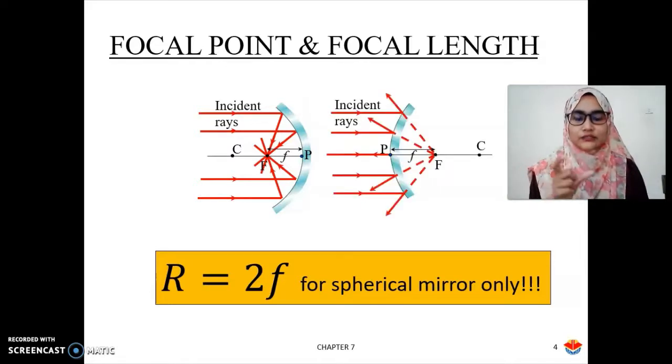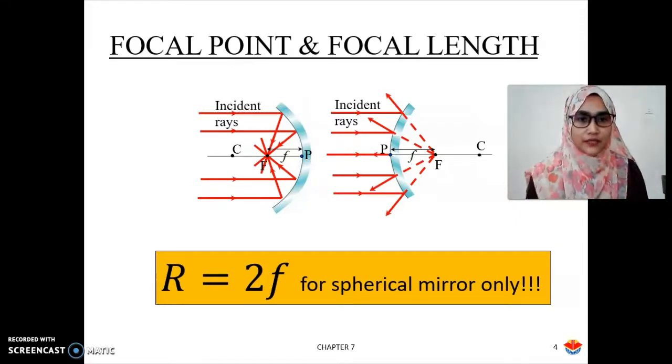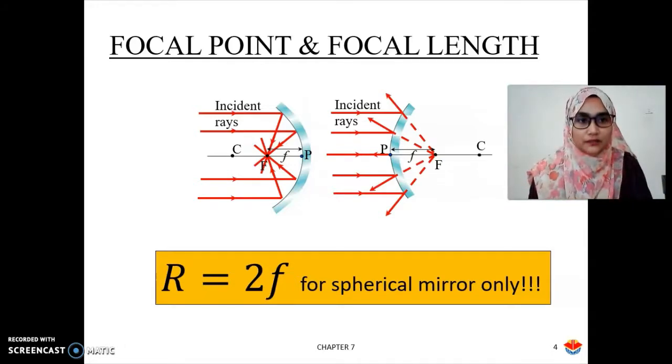One concept that you need to know is R, which is the radius of the curvature. Remember that spherical surface is actually a part of a sphere, therefore it has a center, therefore it also has a radius. The radius is actually double the value of the focal length, since the focal point is in the middle between the center and the mirror. Remember R equals to 2F. This only applies for spherical mirror only.